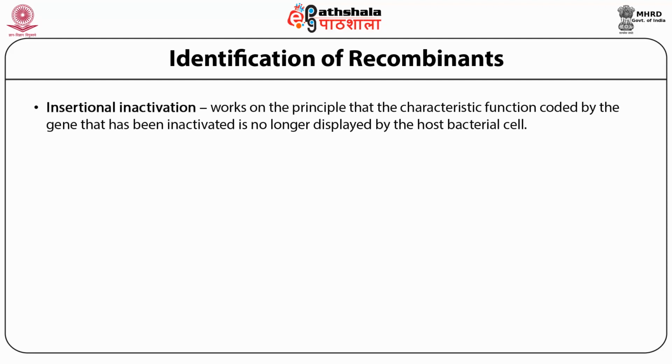First one is insertional inactivation. It works on the principle that the characteristic function coded by the gene that has been inactivated is no longer displayed by the host bacterial cells. In other words, once a gene is interrupted, the gene gets inactivated and its phenotype is not displayed anymore in the bacterial cells which receive this plasmid.